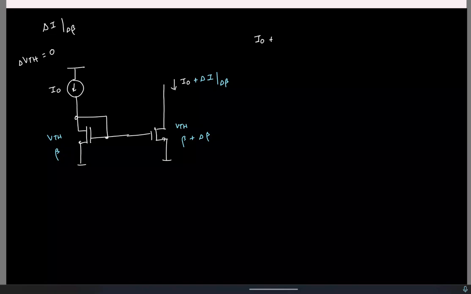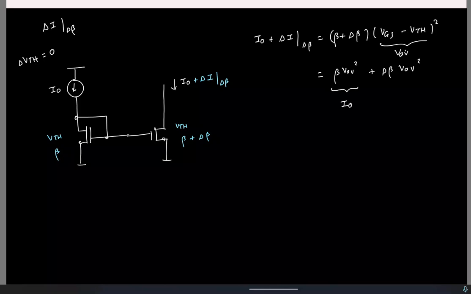So now I can write I naught plus delta I due to the beta variations will be beta plus delta beta times VGS minus VTH square. So I'll write this as beta times, I call VGS minus VTH as overdrive, square, plus delta beta times overdrive square. So this is basically our nominal current I naught. So delta I due to the beta variations, this term is again I naught. So this is delta beta by beta times I naught. That's all.